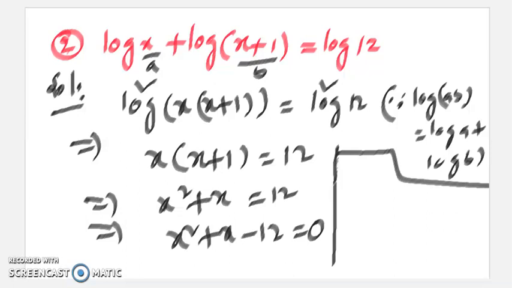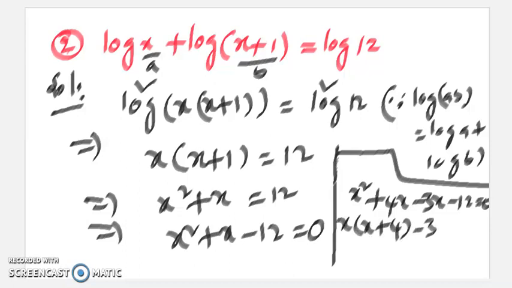x square plus 4x minus 3x minus 12 is equal to 0 by using factorization. So 4, 3 are the factors of 12. So that's why we write here x of x plus 4 minus 3 of x plus 4 is equal to 0. So here x is equal to 3 and x is equal to minus 4.